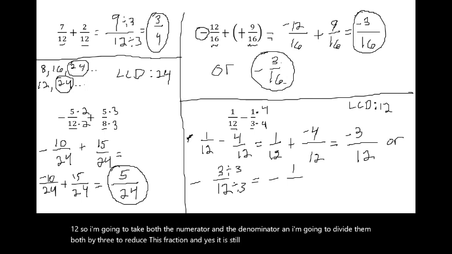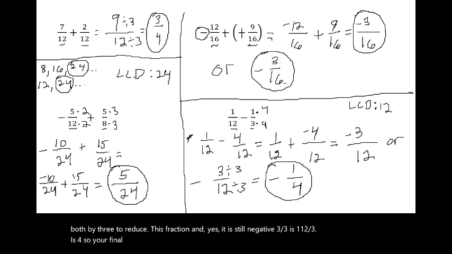3 divided by 3 is 1. 12 divided by 3 is 4. So your final, fully reduced answer is going to be negative 1 over 4.